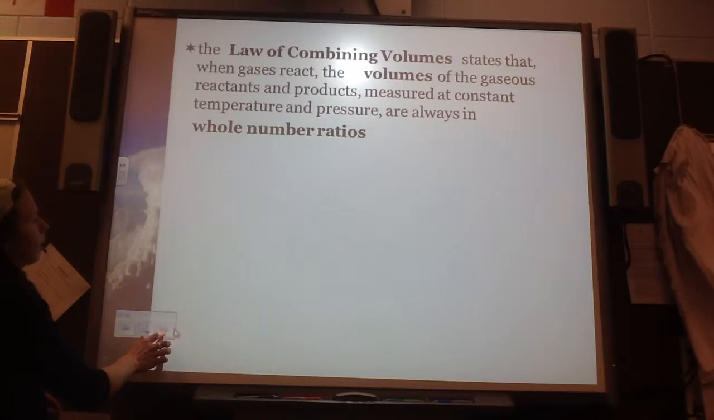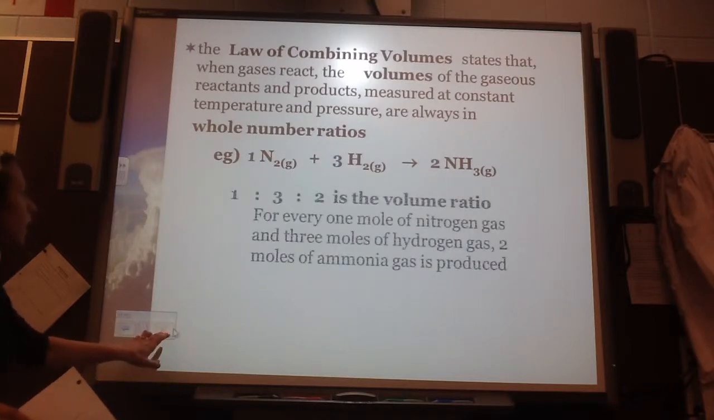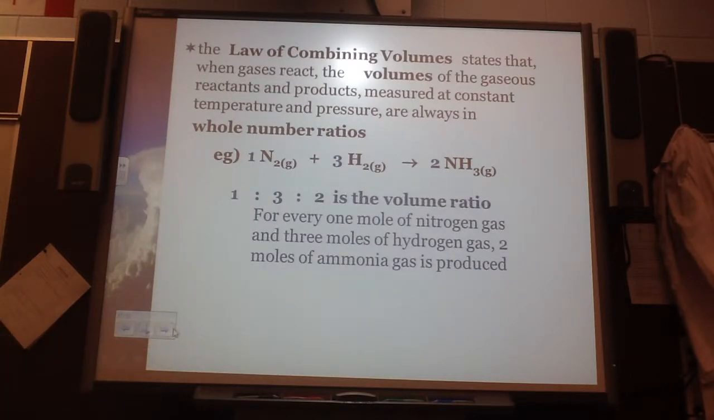So say if we look at our formula with nitrogen and hydrogen gas reacting to make ammonia gas, we look at those coefficients. Our coefficients are always in whole number ratios. So it would be like you would need 1 ratio or whatever of nitrogen to every 3 of hydrogen, and you get 2 ammonia. Okay? So for this reaction, 1:3:2 is the volume ratio.